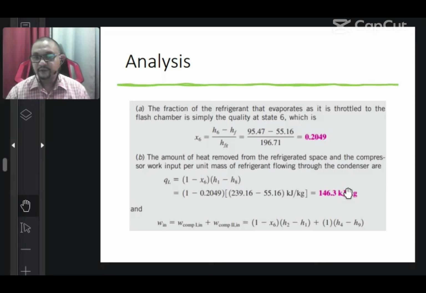And the compression work input per unit mass of refrigerant flowing through the condenser: here we have two compressors, so you have to find each of them.